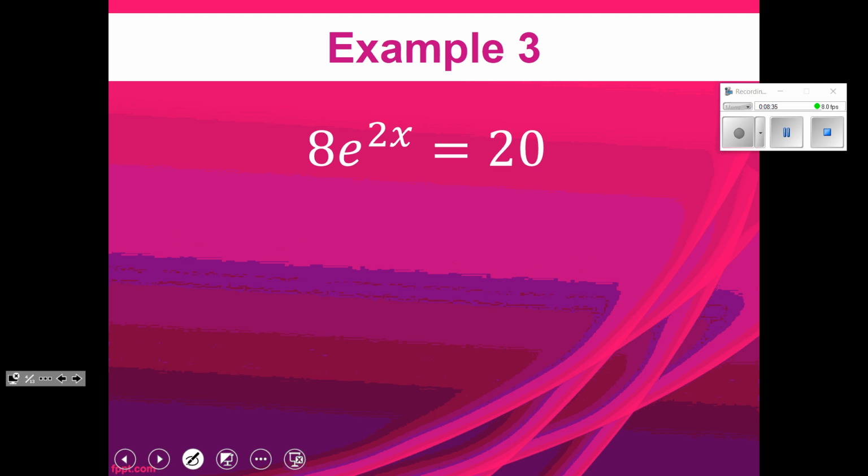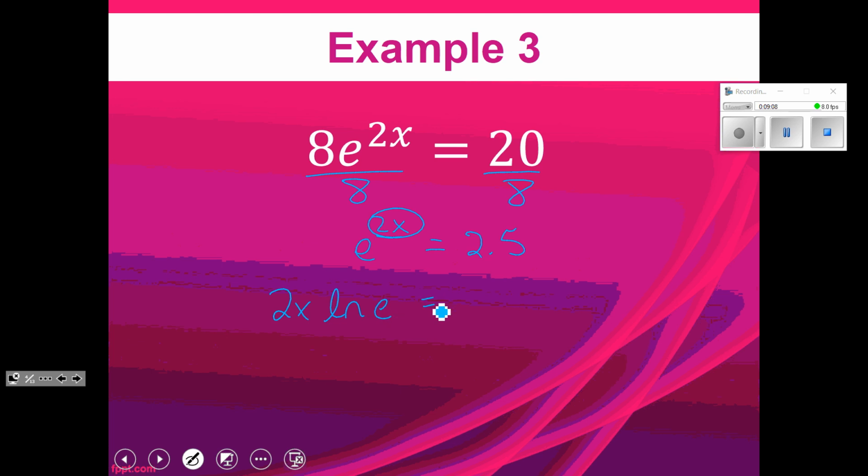Meaning, what do I need to get rid of? How do I get rid of the 8 first? We're going to divide by 8 first. You have to isolate it first. So this will become e to the 2x is equal to 20 divided by 8, which is 5 over 2, or you could say 2.5. That's fine. And then, how are we going to get rid of e? We're going to take the ln, and what do I need to do with the 2x? I'm going to move him in the front, so 2x times the ln of e.